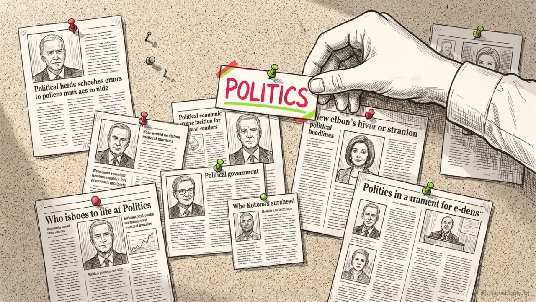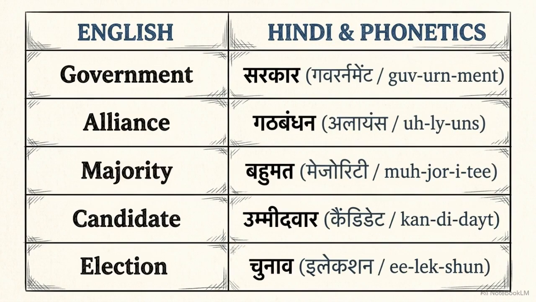To process information without getting overwhelmed, we group words by subject. We'll start today with a theme matrix for politics. First is government. In Hindi, this is Sarkar. Next is alliance, meaning Gathbandhan. Then we have majority, translating to Bahumat. The fourth term is candidate, meaning Umidvar. Finally, election translates to Chunav.